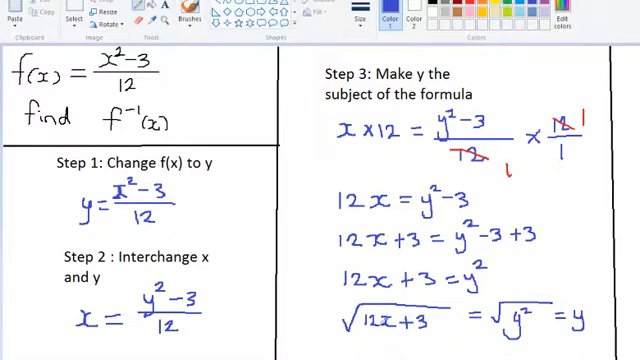Okay, so our answer is, for f inverse of x, the answer is the square root of 12x plus 3. And we could put that in brackets just to make sure that the entire expression is under the square root sign.